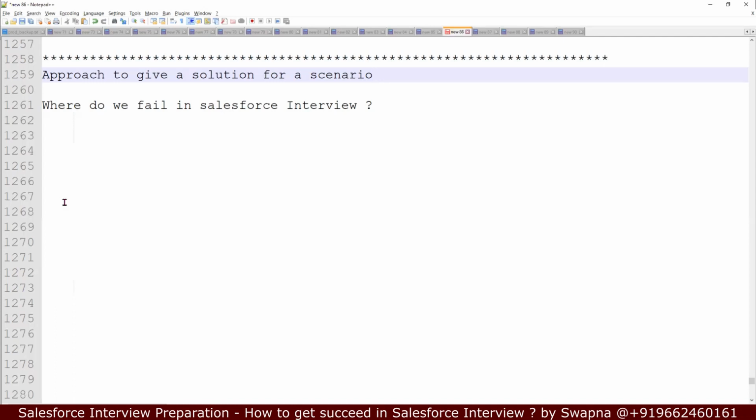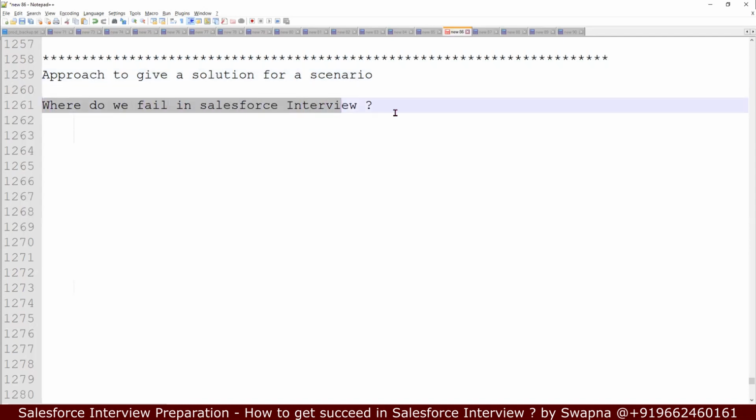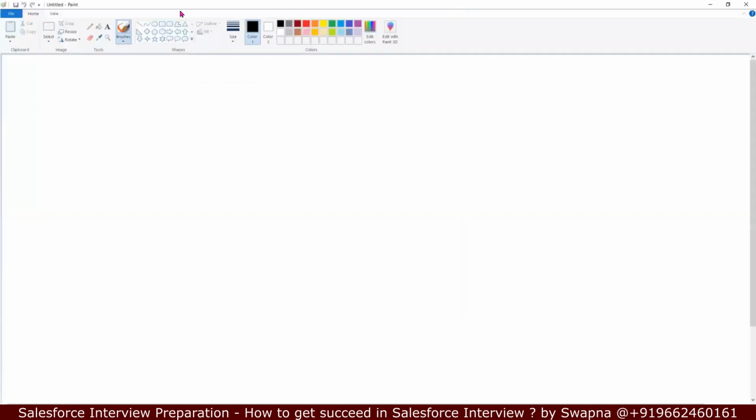So today we will see where we fail in Salesforce interviews. Whatever interviews we attend, where do we fail in Salesforce interviews? Let's go ahead and understand the key points that we have to remember during the interview. So let me open Paint. The first thing is we will see the factors affecting the interview.